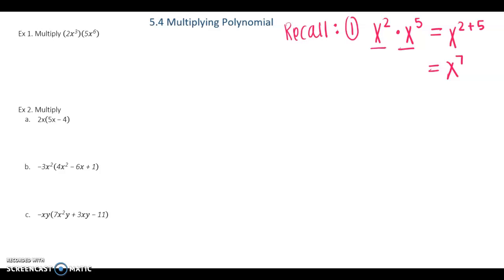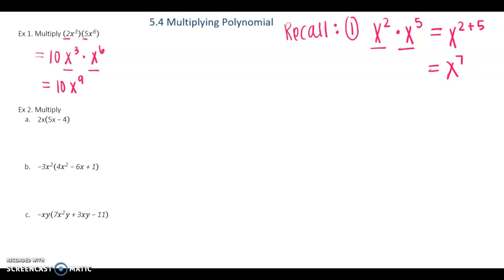For example number 1, in this case, we have a coefficient in front of those, so that coefficient would be 2 and 5. You just multiply those numbers together, so we get 10, and then we get x to the third times x to the 6th. And remember, we can combine those because they have the same base and add the exponents. So it would give you 10x to the 9th.